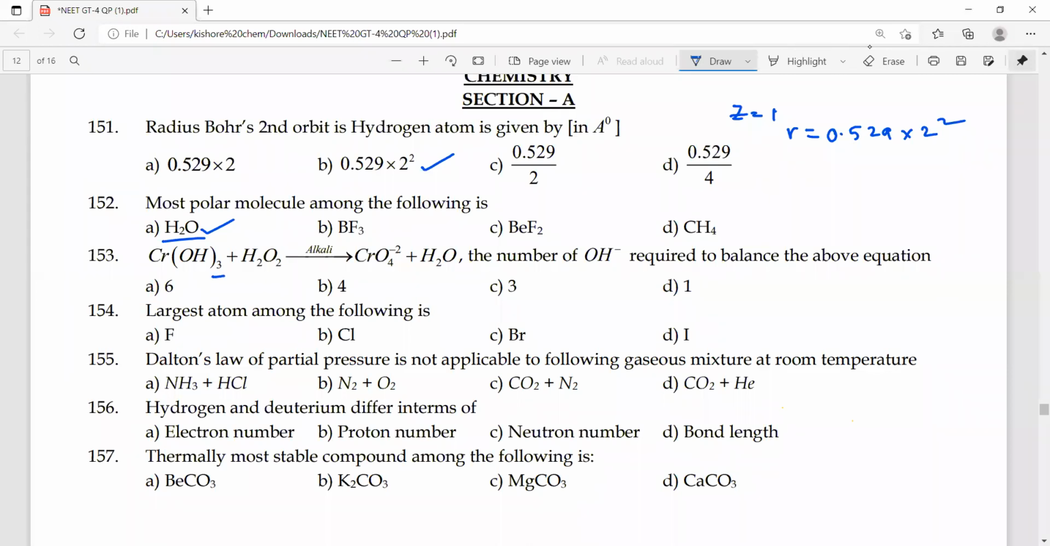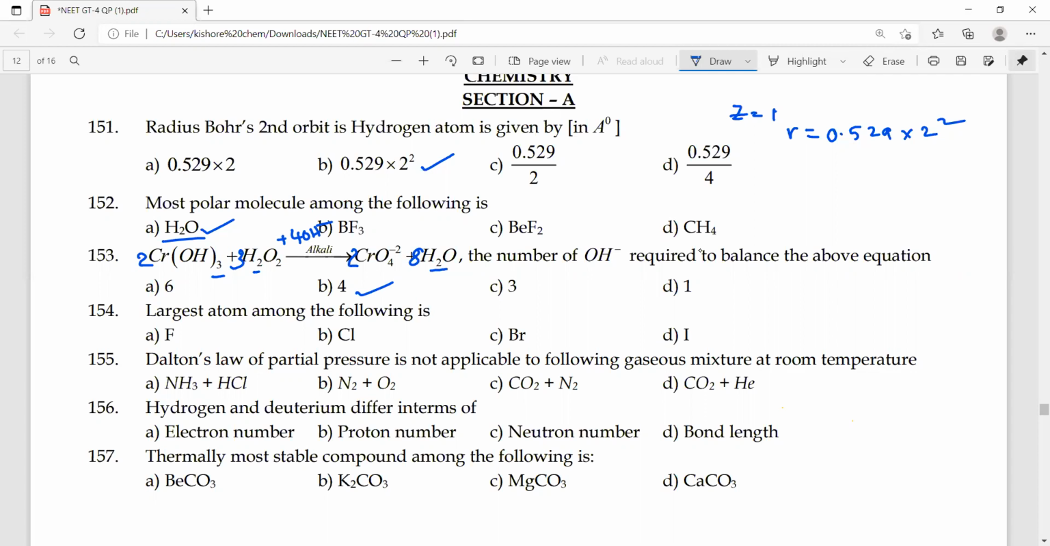Here 3 plus 2, 5. Here 2 hydrogens. 5, here 2, means the difference is 3. First, here I am writing 2 moles of chromium hydroxide. This is also 2 moles. Here I am writing 3 moles of H2O2, and here 8 moles of H2O2. Here 4 OH minus ions are required.